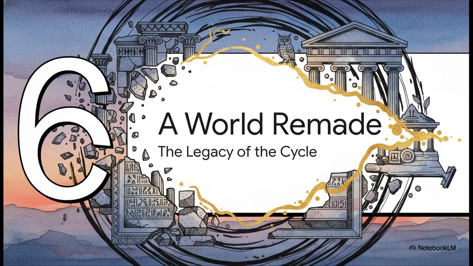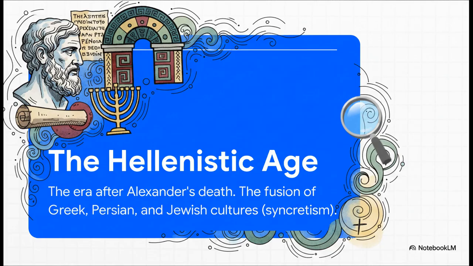So what was the end result of this massive, world-shattering conquest? Well, Alexander didn't just swap one empire for another. He completely smashed the old world and fused all the pieces into something brand new. The new era that followed is called the Hellenistic Age. And it was this incredible period of cultural mixing, this syncretism, where you get Greek philosophy, Persian bureaucracy, and Jewish theology all mashed together. This cultural explosion literally created the foundation for Western civilization and, eventually, for Christianity itself.